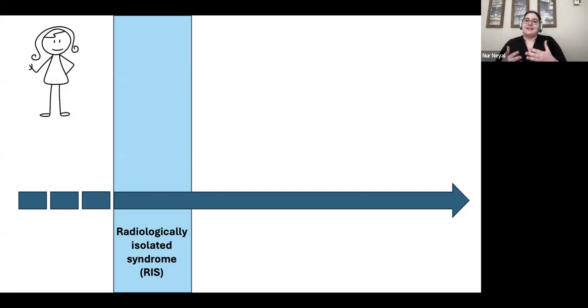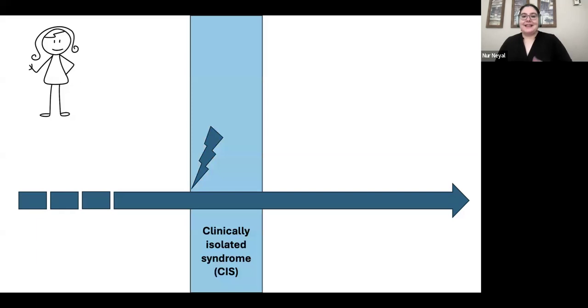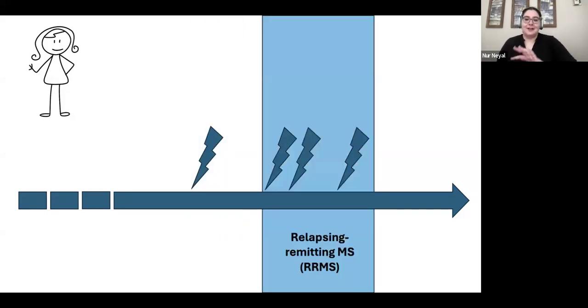There's a threshold that our brains can endure. And after a while, an attack will happen, a clinical symptom will occur, which we call a relapse. And then we're going to call her clinically isolated syndrome. Clinically isolated syndrome includes only one attack. And if multiple attacks start occurring, basically, we're going to call her relapsing remitting MS.